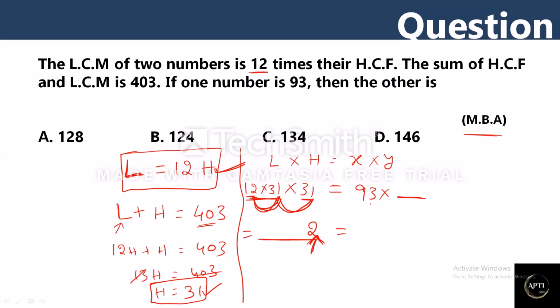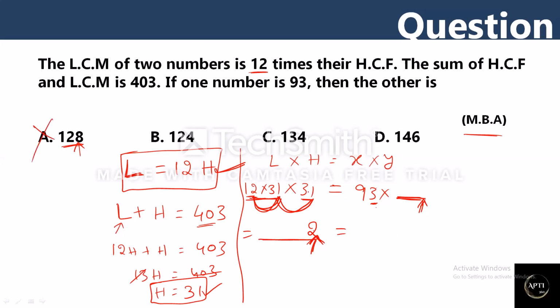Now we already have 3, the unit digit of 93, and we need to find this value's unit digit. We need to check with the options. Which unit digit multiplied with 3 will end with 2? Let us consider the first option. The first option is 128, which ends with 8. Now 3 into 8 is 24, so the result ends with 4. So can I eliminate option A directly? Yes.